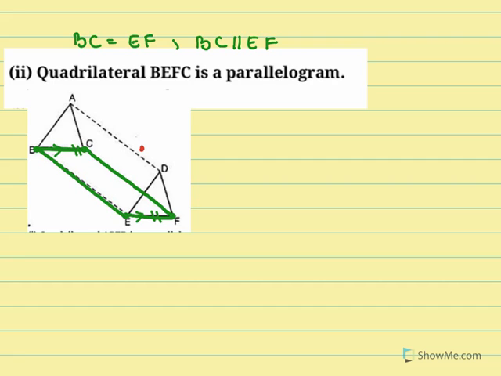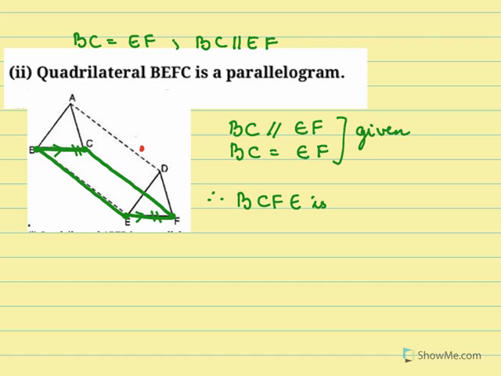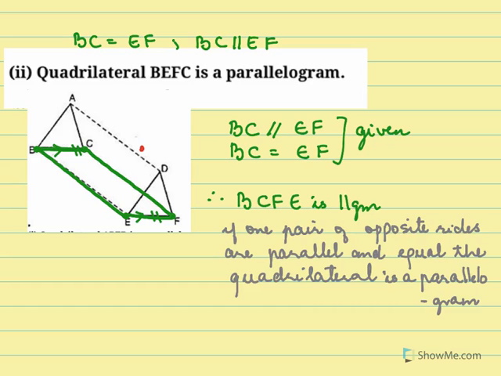So this green is now a parallelogram. BC parallel to EF, BC equal to EF. This is given. Therefore, BCFE is a parallelogram, and for the same reason, one pair of opposite sides are parallel and equal, the quadrilateral is a parallelogram. So we have yet another parallelogram.